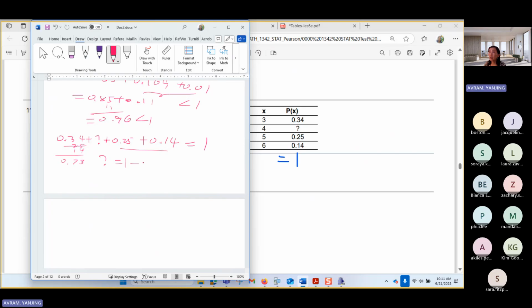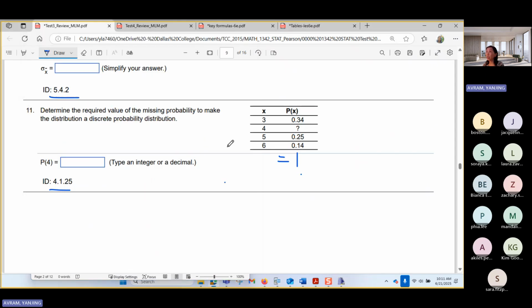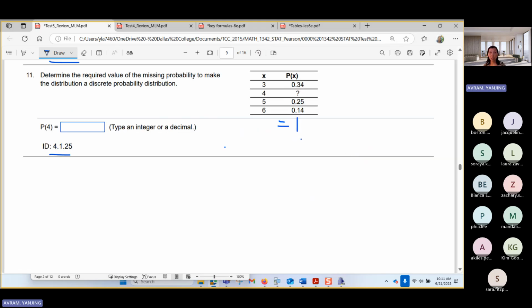Okay, so it's 1 minus this, which is 0.73, so this will be 0.27, like that. So the probability for this unknown one should be 0.27. That will make this whole table's probabilities add up exactly equal to 1. Okay, so if you understand the concept, this calculation is pretty straightforward, right? Not that difficult.